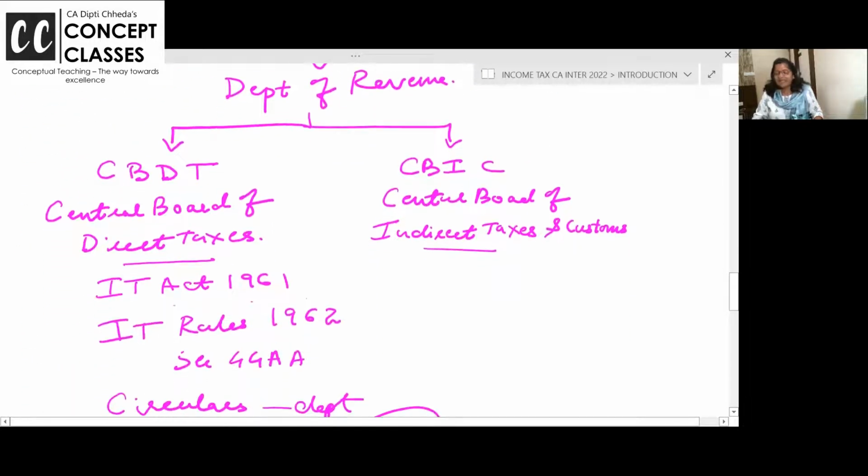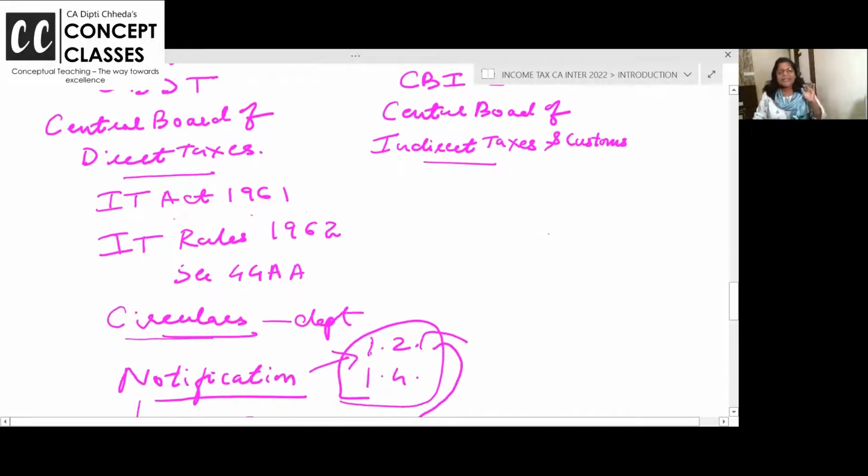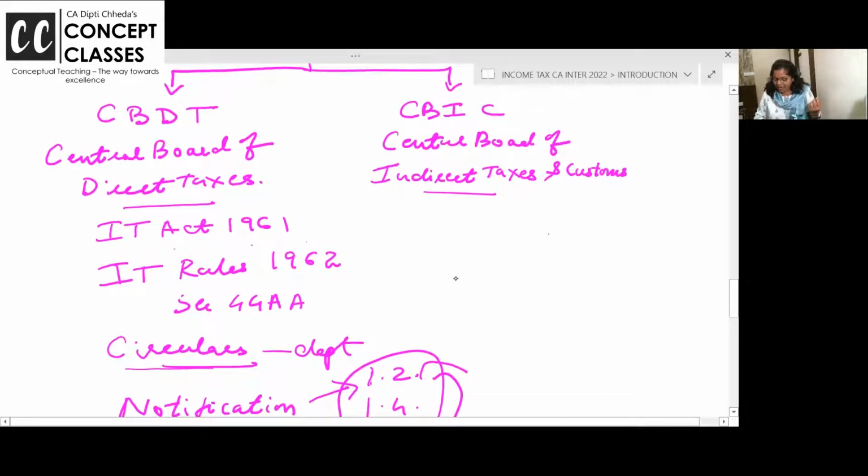Then I told you that those who made the Act of 1961 are not there. So the Income Tax Act today is governed by the highest ruling authority in India for direct taxes, called CBDT, the Central Board of Direct Taxes. It's a council of 12 members and they govern the Income Tax Act in India. And indirect taxes are governed by CBIC, the Central Board of Indirect Taxes and Customs.